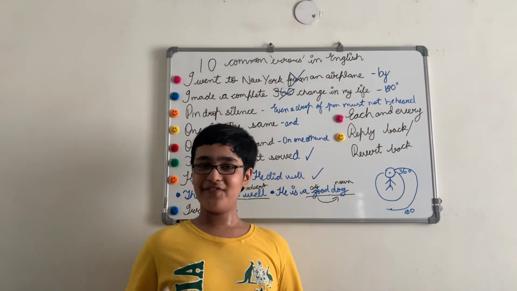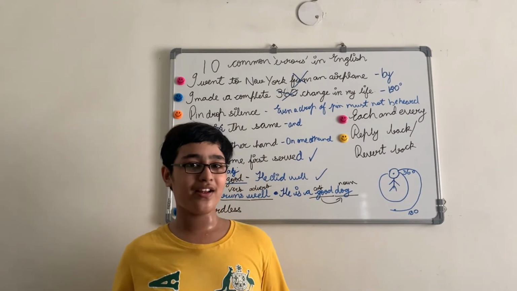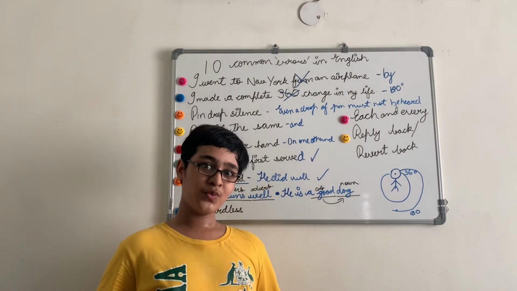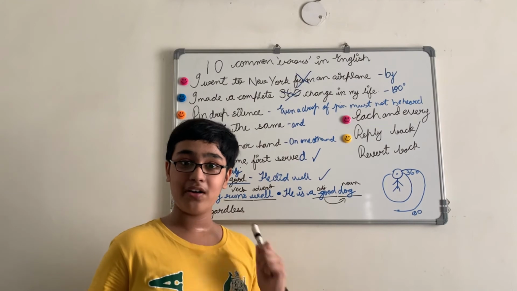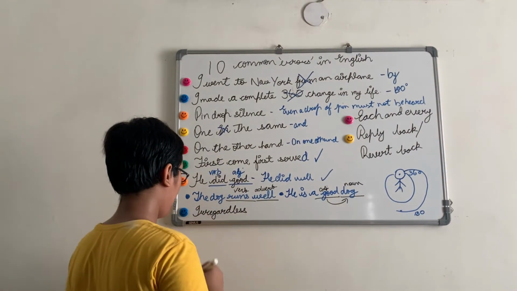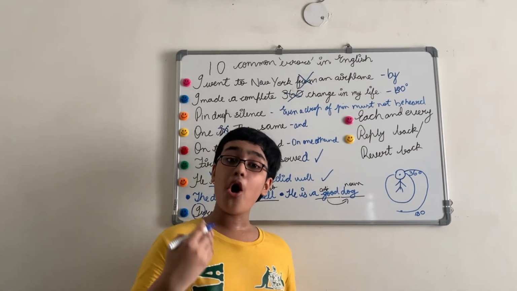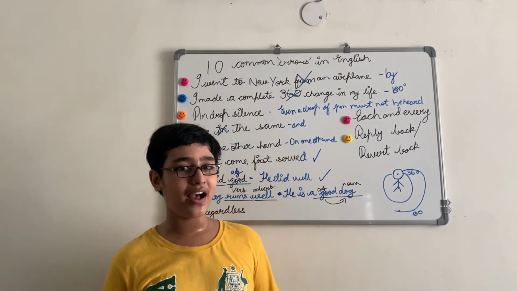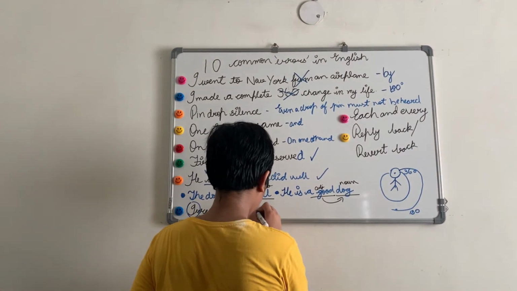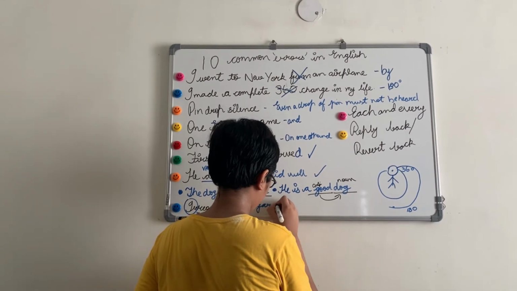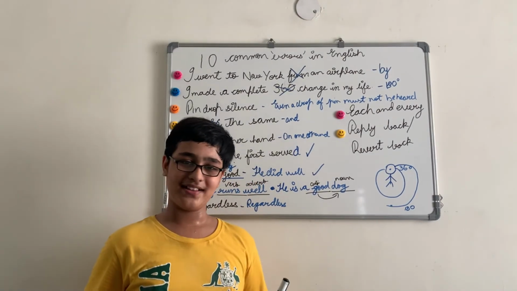"Irregardless." Okay, first of all, let me ask you, what is "regardless"? A thing which is without regard. And what is "irregardless"? Without regard? No, right? So that's when this becomes wrong. The prefix "ir" over here is wrong, because "regardless" on its own indicates a thing which is without regard, and "irregardless" makes it wrong. So correct is "regardless." Okay? So please make sure you do not make this mistake.